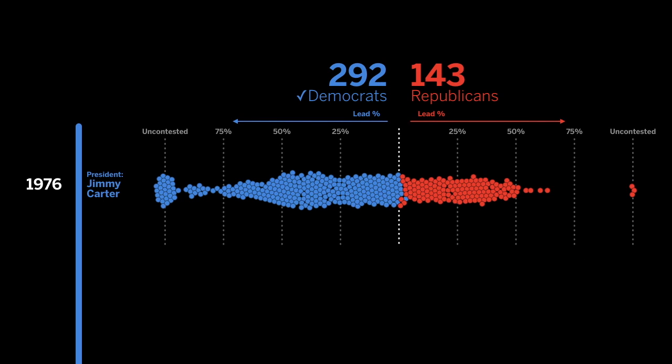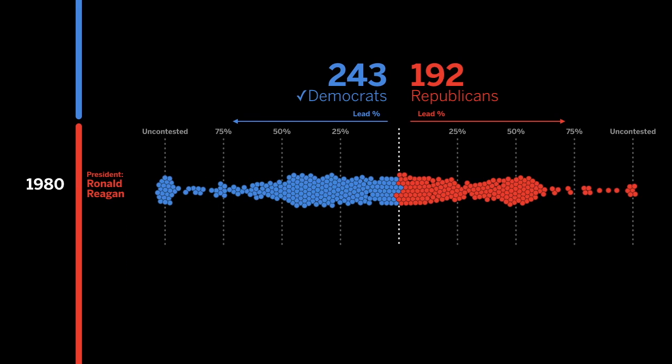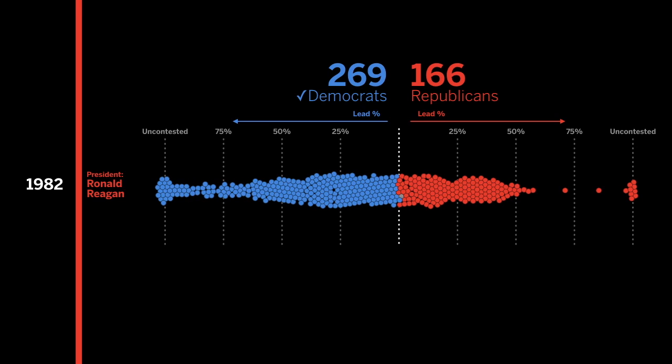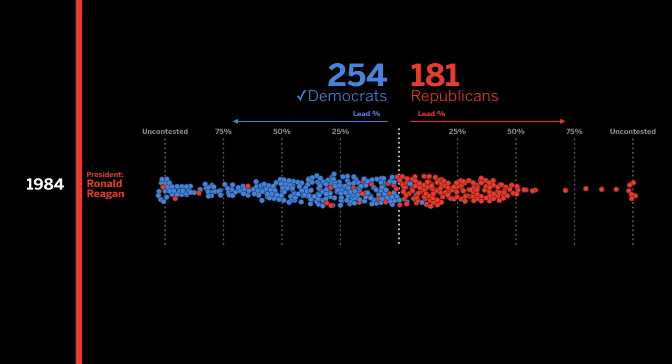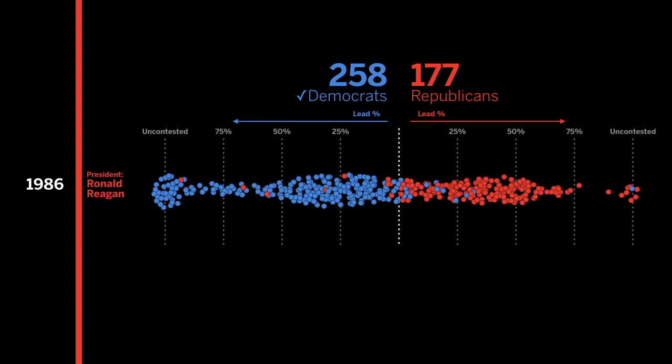There are a few things we can learn in this chart. Uncontested races or lightly contested races are usually in districts that were heavily gerrymandered and there's no competition. You can see in the 80s, Democrats had this advantage with many more races that were easy wins.